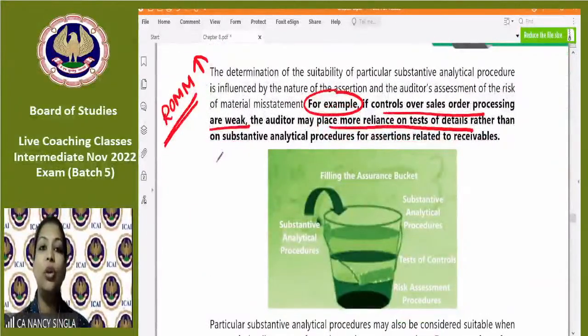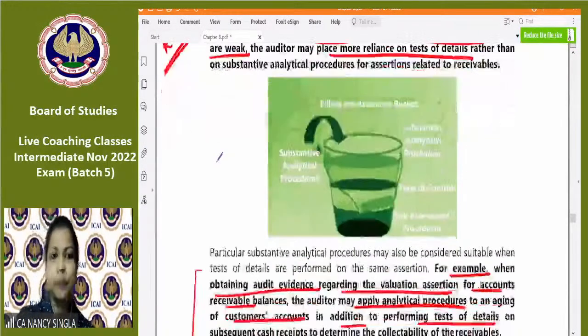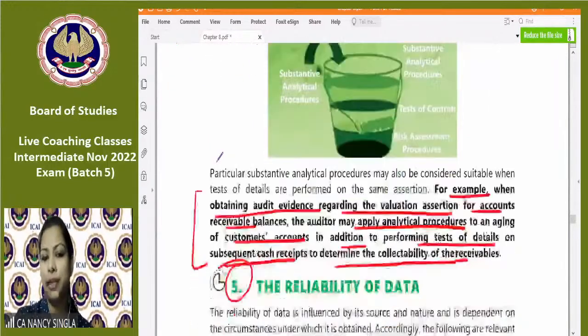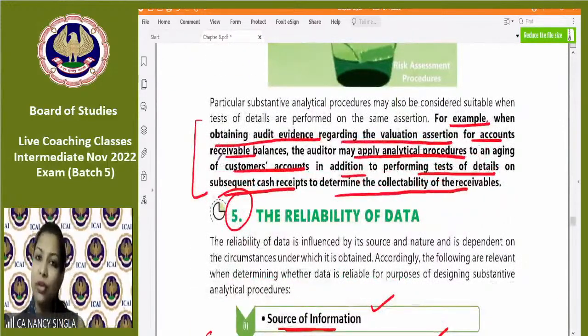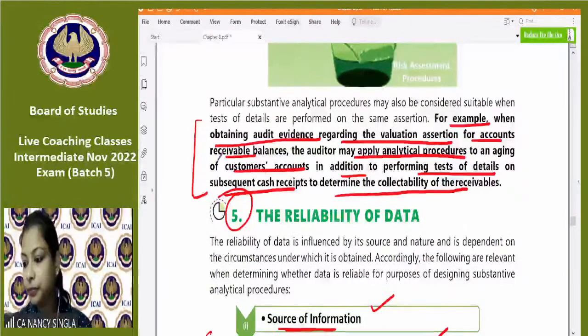Now, if the internal controls over sales order processing are weak, the auditor may put more reliance on the test of details rather than only the substantive analytical procedure. The auditor may use a combination of substantive analytical procedure and test of details. For example, with respect to trade receivables, the auditor may apply analytical procedures to the aging of customer balances. However, in order to check the recoverability or collectability of the receivables, he will have to apply what? The test of details.